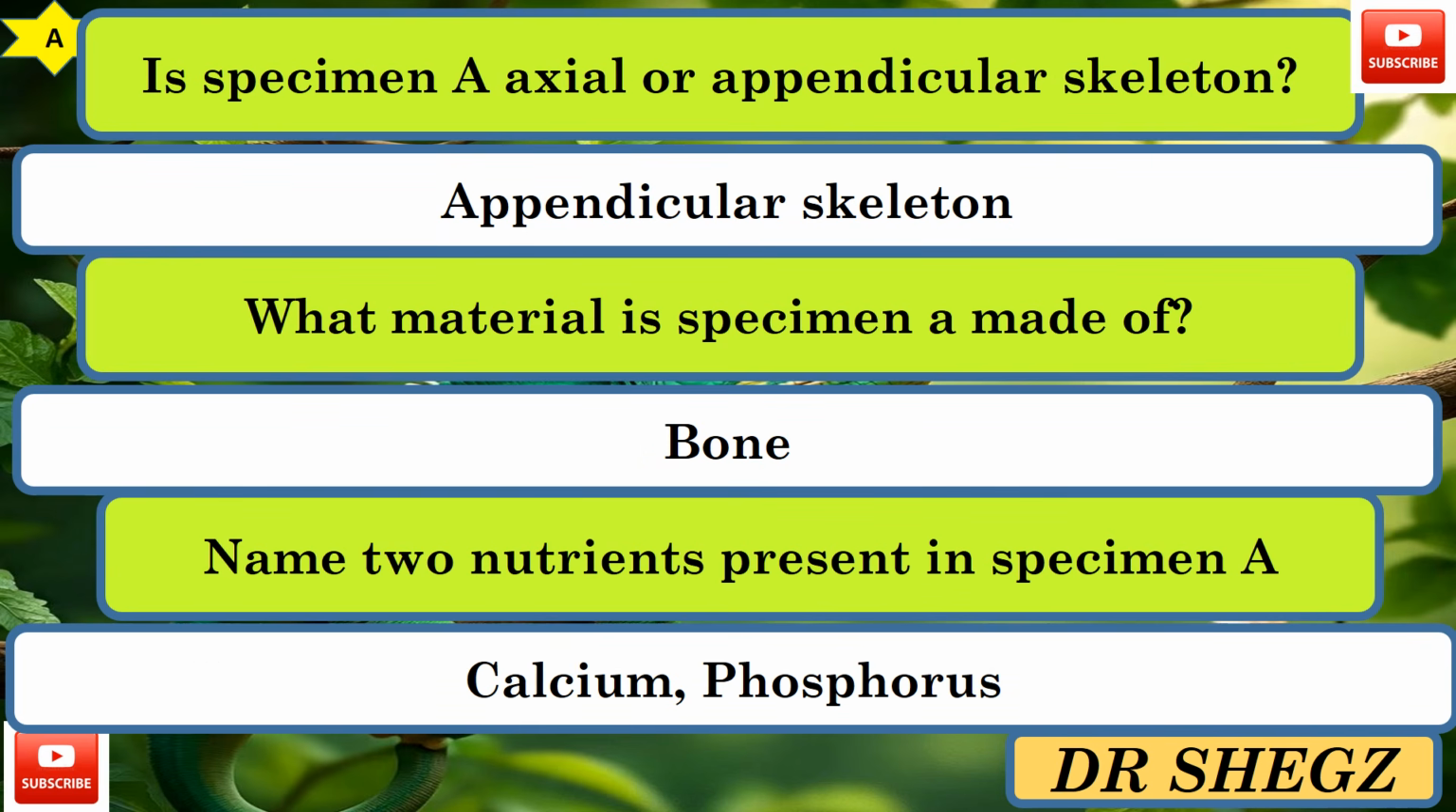Is specimen A axial or appendicular skeleton? The pelvic girdle is appendicular skeleton, same as the pectoral girdle, the forelimbs and the hind limbs. So it's appendicular skeleton, and of course, it is made up of bone. And the nutrients present in specimen A are calcium and phosphorus.